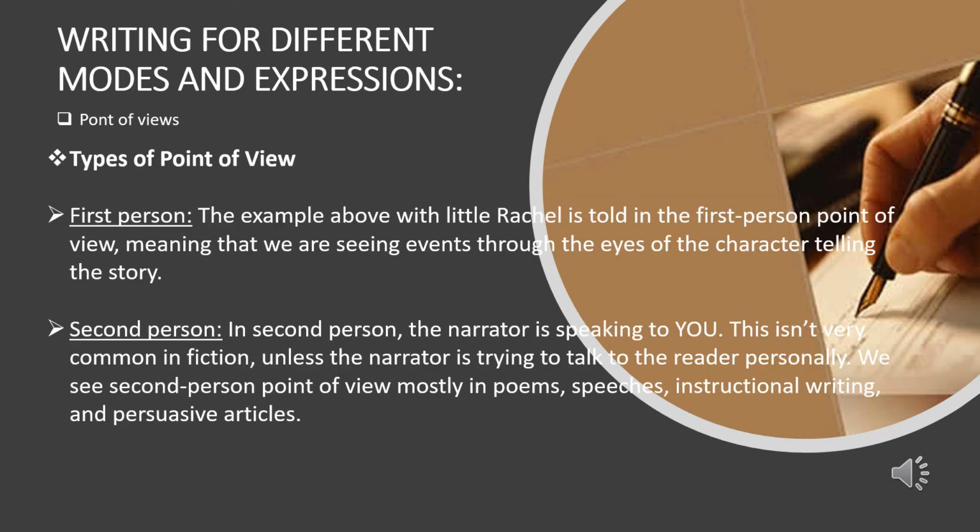Types of point of view. First person. The example above with little Rachel is told in the first person point of view, meaning that we are seeing events through the eyes of the characters telling the story. Second person. In second person, the narrator is speaking to you. This isn't very common in fiction, unless the narrator is trying to talk to the reader personally. We see second-person point of view mostly in poems, speeches, instructional writing, and persuasive articles.